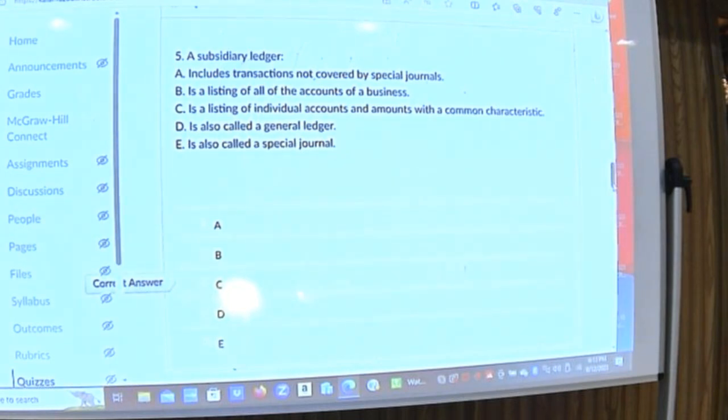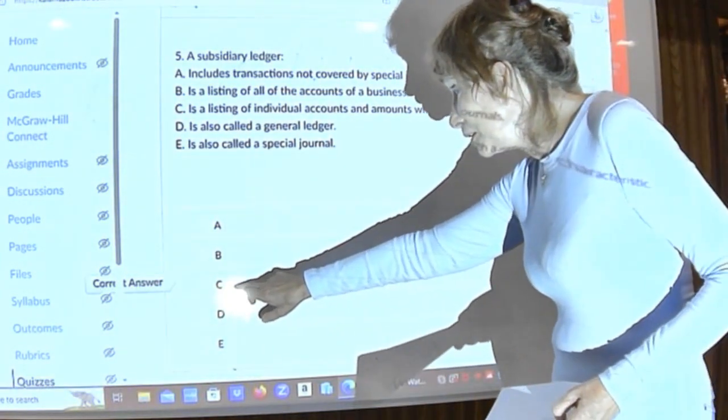Question 5 talks about a subsidiary ledger. Correct answer there is response C. It's just a listing of individual accounts and their amounts that have a common characteristic. Okay, so here's your response right here, C.